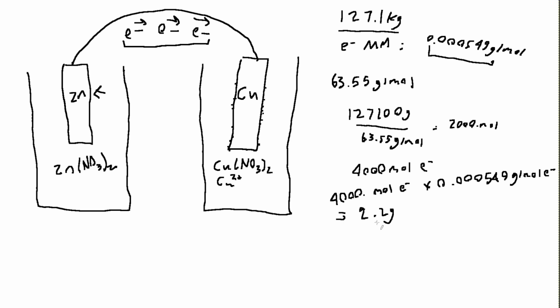Which isn't the most significant thing when we're dealing with scales of 127 kilograms, but this definitely would show up on a lot of scales. 2.2 grams is a lot more significant than the milligrams we would usually see with the galvanic cells that we deal with in most settings.